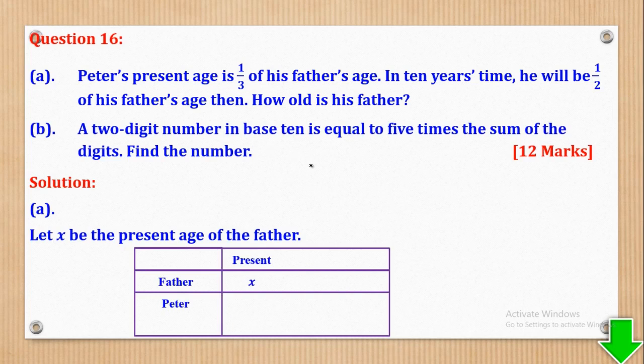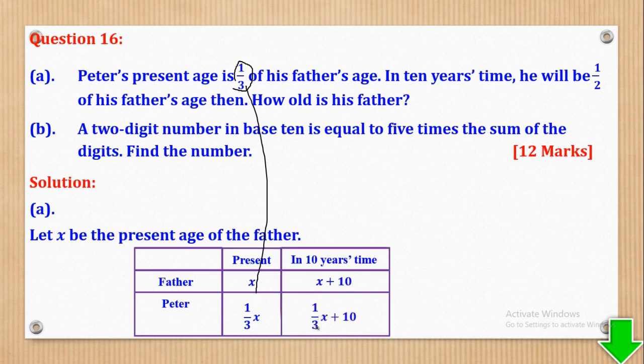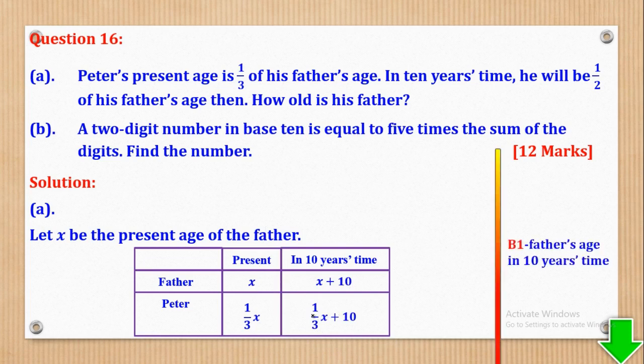So the present age of the father is X. What about for Peter? It will be a third. That's what they told us in the question. A third of his father's age. What about in 10 years' time? In 10 years' time, it means that the father will be X plus 10 and the son will be this plus 10, this present age plus 10. So B1 for the father's age in 10 years time and B1 for the son's Peter's age in 10 years time.